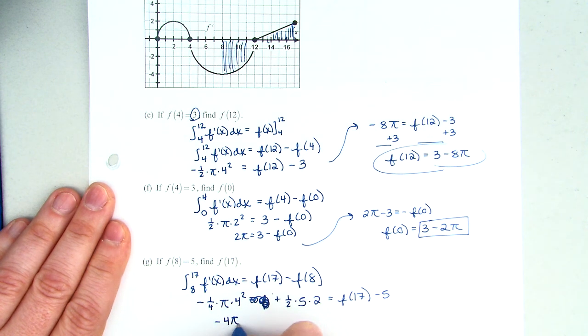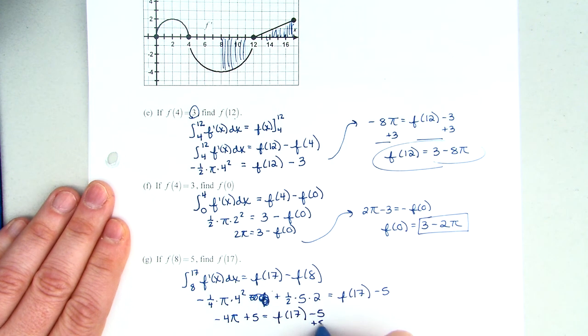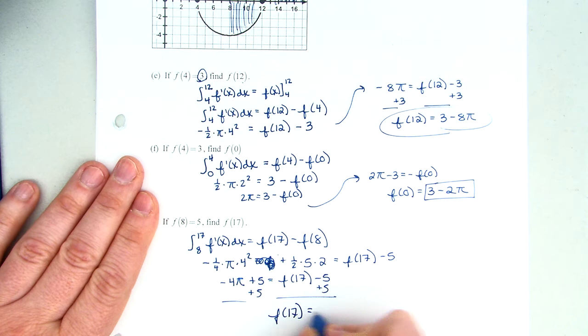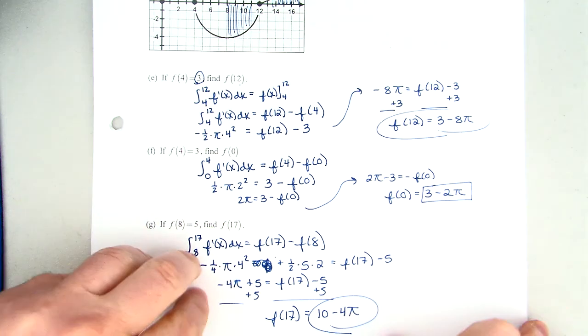Negative 4 pi plus 5 equals f of 17 minus 5. Add 5 to both sides. I am thinking that this final answer is going to be f of 17 is going to equal 10 minus 4 pi. And I'm hoping you're seeing the similarities, but also differences between the problems we've looked at so far. Okay, moving on. Page 6.